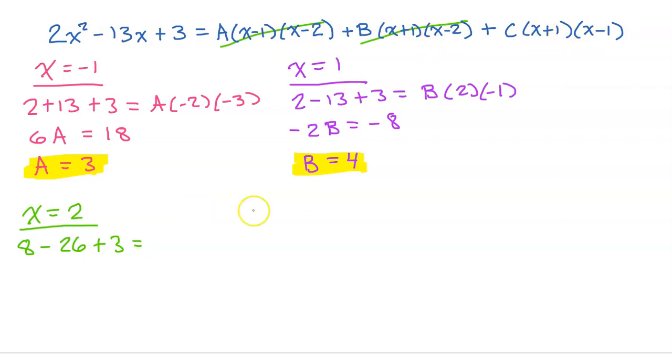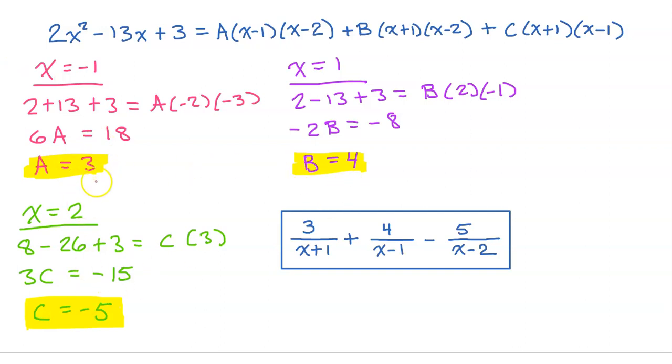If x is equal to 2, then we have c times 2 plus 1, which is 3, and 2 minus 1, which is just 1, which I'm not even going to write down. So we now have 3c equals -15. Dividing both sides by 3 gives us c equals -5.